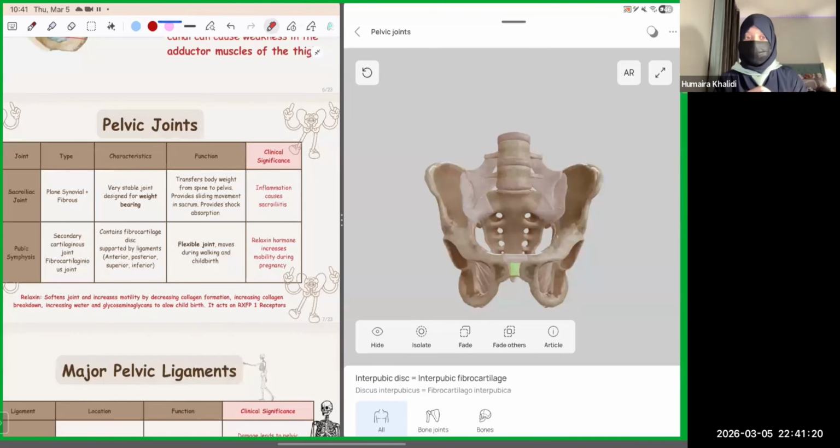Relaxin softens the joints and it increases the mobility by decreasing collagen formation. So if you have less collagen formation and more collagen degradation, what's going to happen? You're going to have more movement because it's increasing the mobility by softening your tissues, by softening the joint, by providing more lubrication, more water retention. What does the relaxin hormone act on? It acts on the RXFP1 receptors.